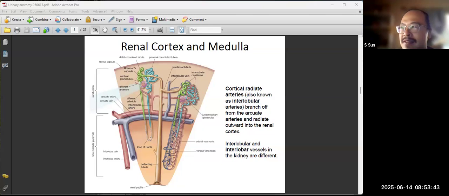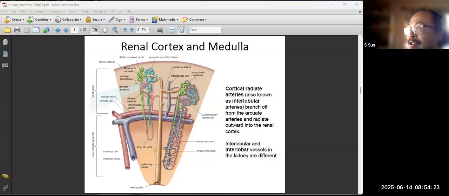Urine has water, it makes sense. But we don't want to pee too much water out. Water is also very important for our body. So we get the water back through this loop of Henle. And so you have the proximal convoluted tubule, the loop of Henle, and then the distal convoluted tubule right here. This is doing the final check of the urine.